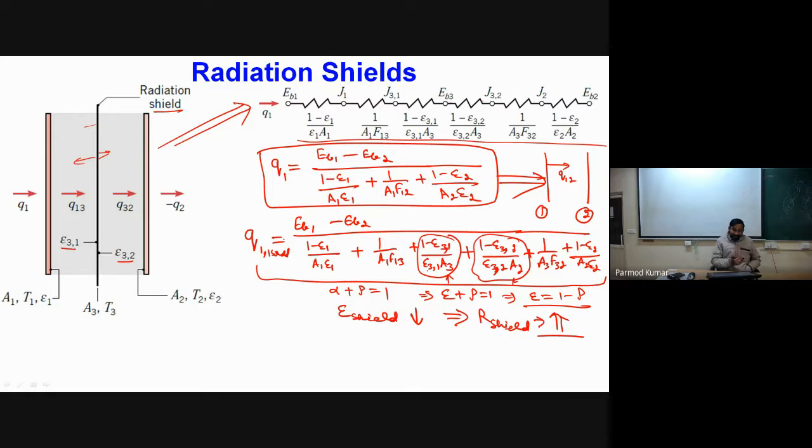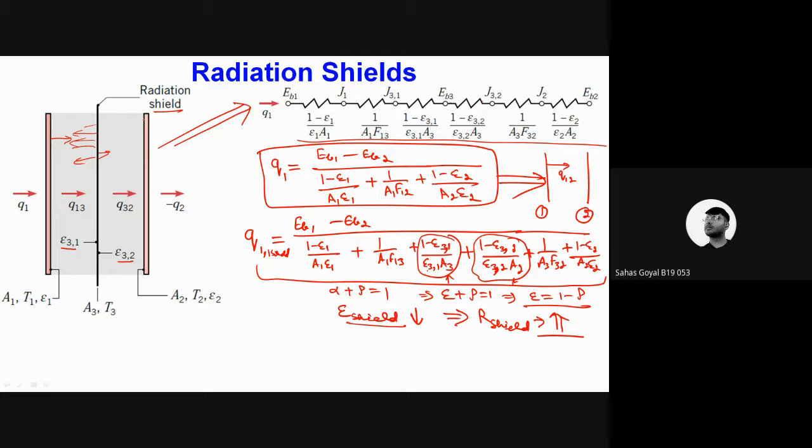So if we see, the attributes of the radiation shield should be low emissivity and high reflectivity, because if emissivity is low, automatically reflectivity will become high. So in that case, what will happen? Whatever the radiations are emitted by this surface, majority of fraction of these will be reflected and only small fraction will be transmitted to the other side. Okay. Is this point clear?